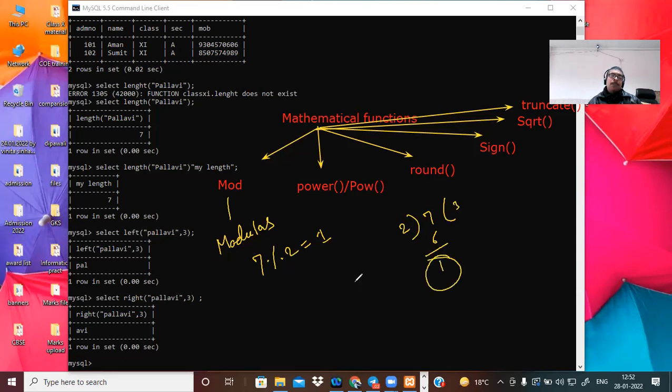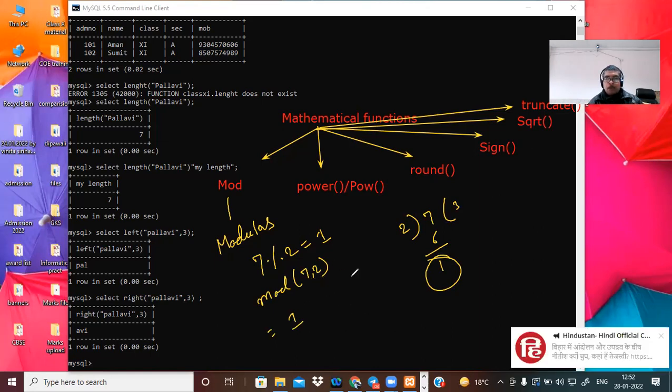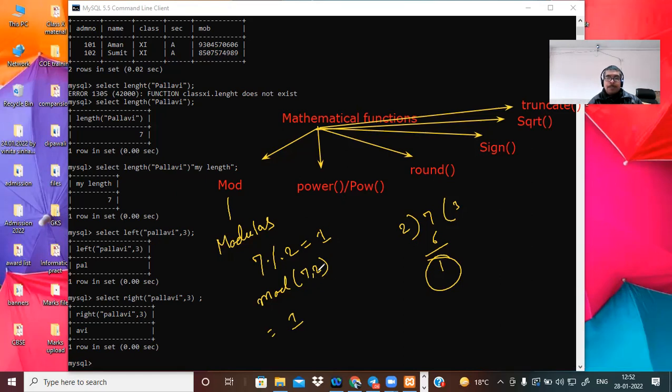This is the return of the modulus operator. So 7 modulus 2 can be written like this: mod 7 comma 2, and it will return 1. I hope you have understood the use of the modulus operator. The modulus operator accepts two numbers and returns the remainder of the first number divided by the second number. I hope it is clear.